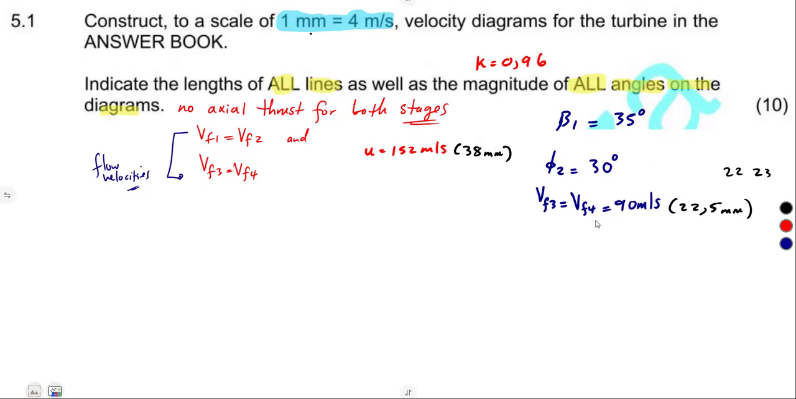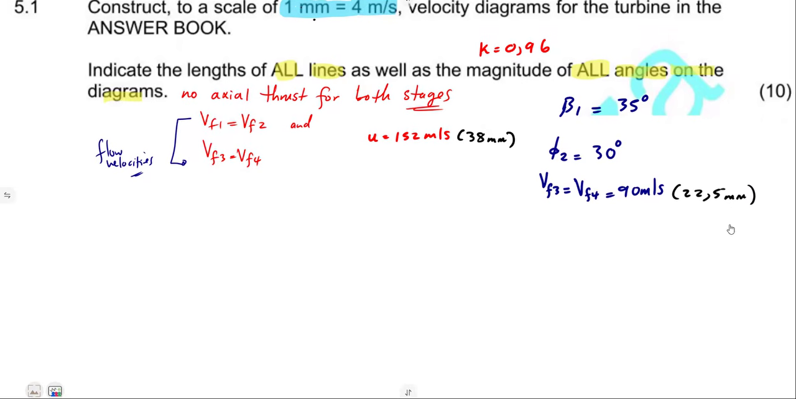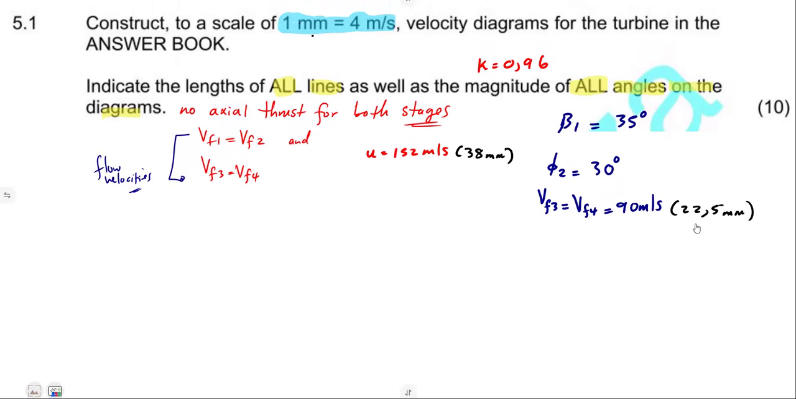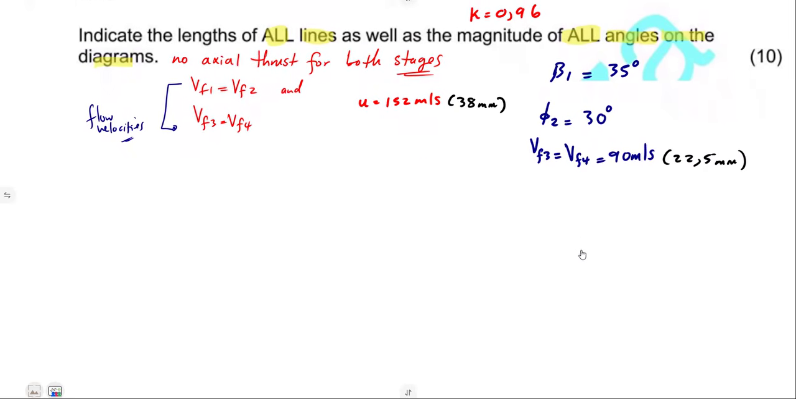Since this one is originally given, let us not round off. Let us just use it as it is. We're just going to take 22.5, in between 22 and 23. But if it was something that you are actually calculating, you can round off to the nearest whole number. But this one we are originally given, so let us just use it as it is. Okay, so that is what we have.